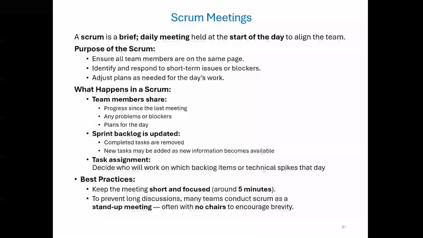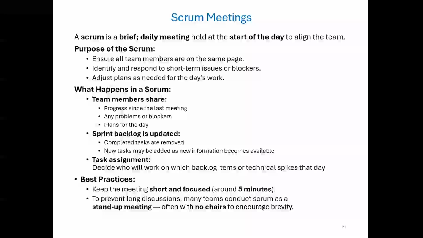It's not just talk. We also update the sprint backlog during or right after the Scrum. Finished tasks are marked as done, and if new work pops up, like a technical issue or a change in priority, it might get added as well. Then before wrapping up, the team decides who's going to work on what that day. That might include choosing backlog items or tackling technical research called a technical spike.